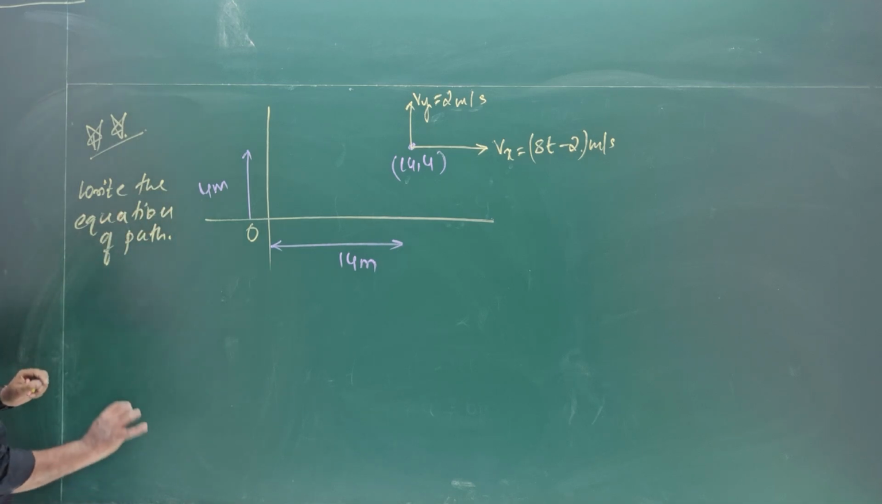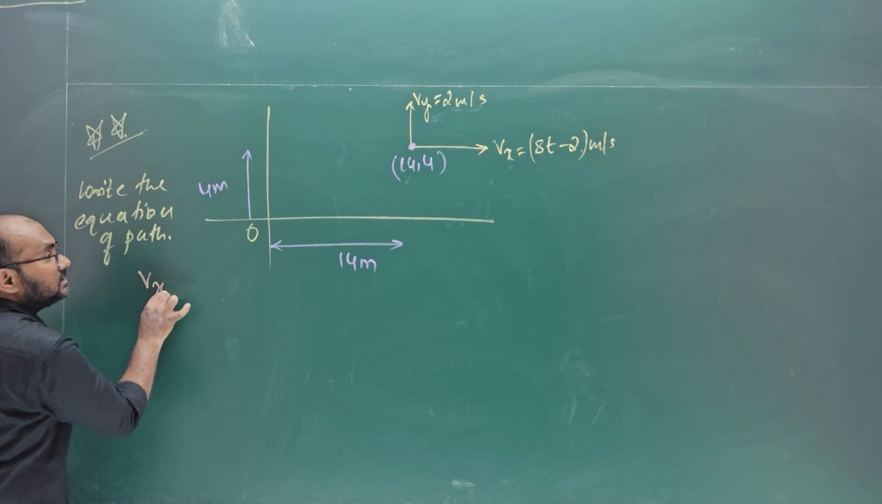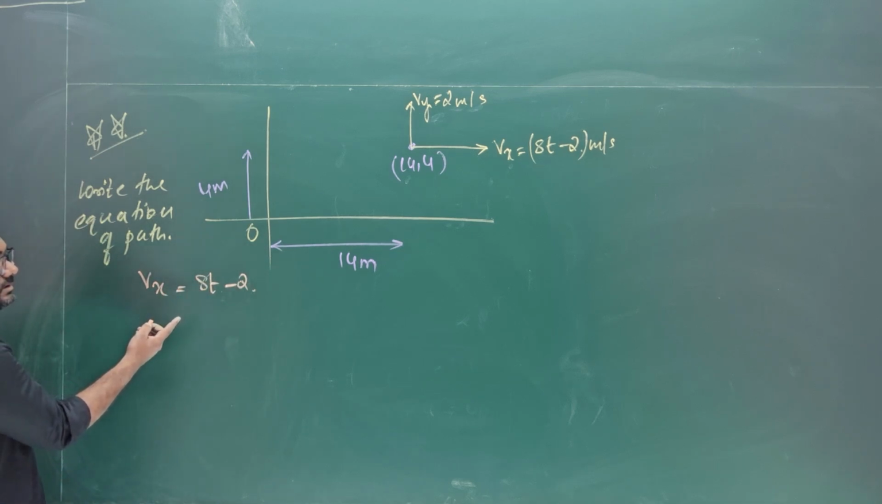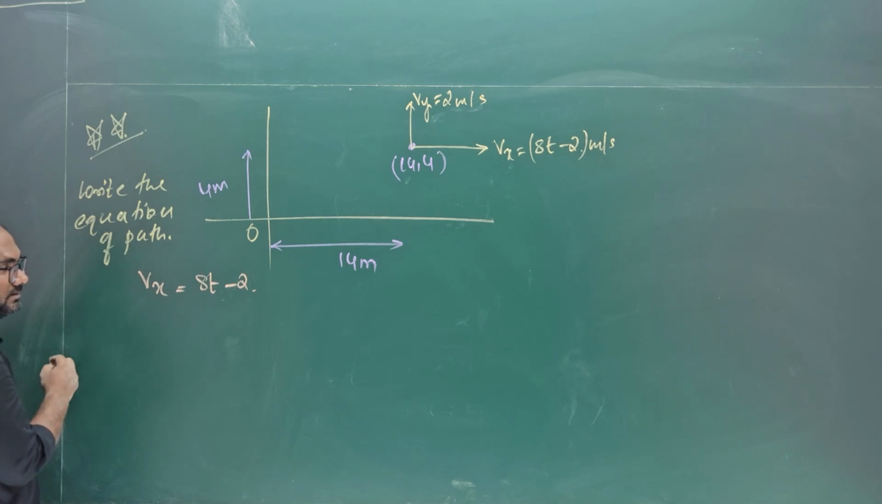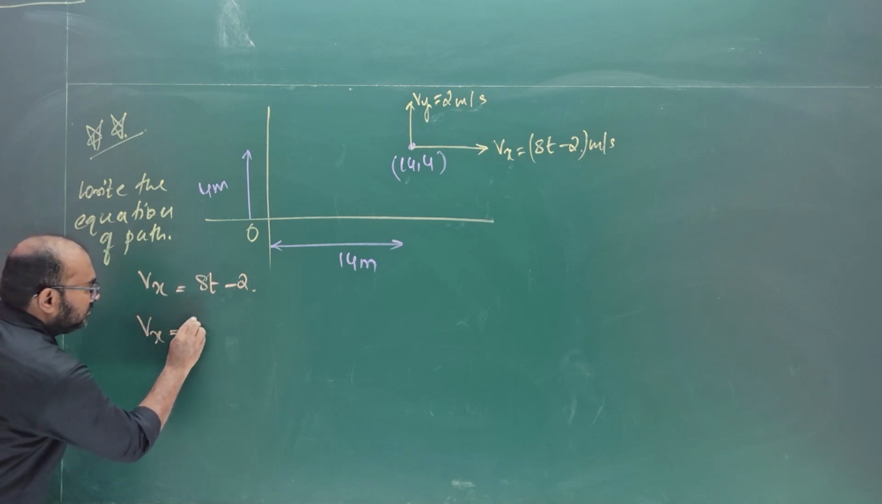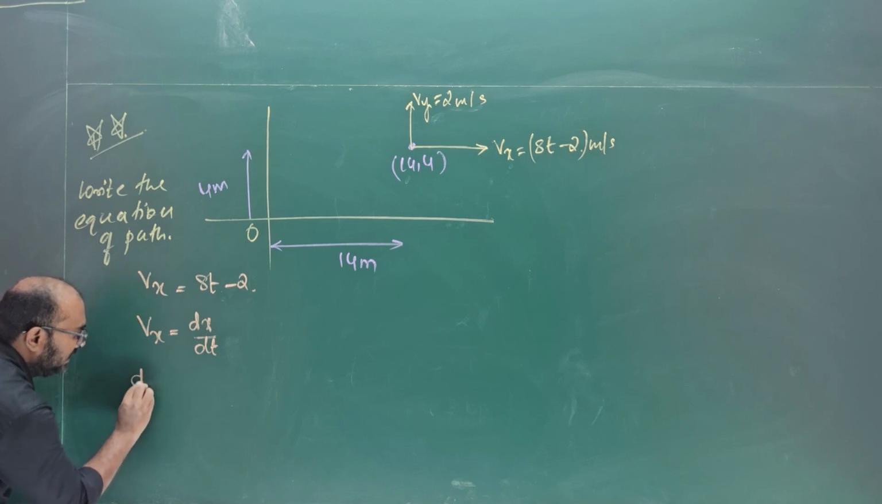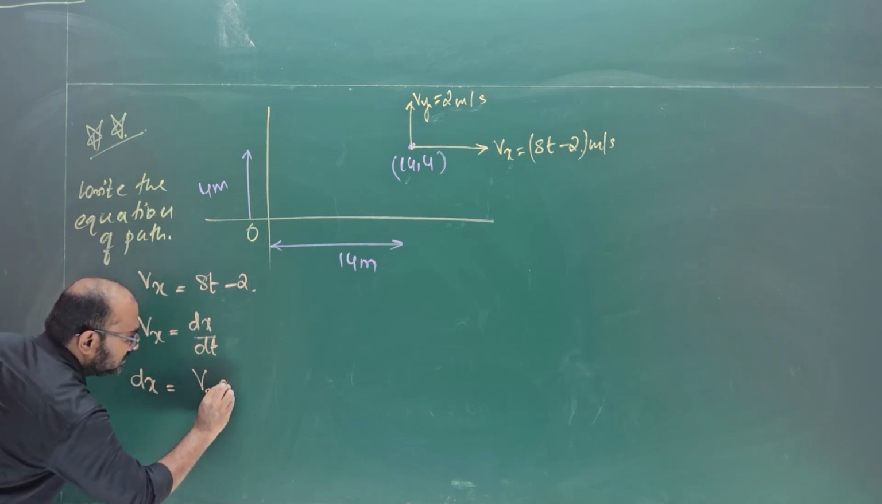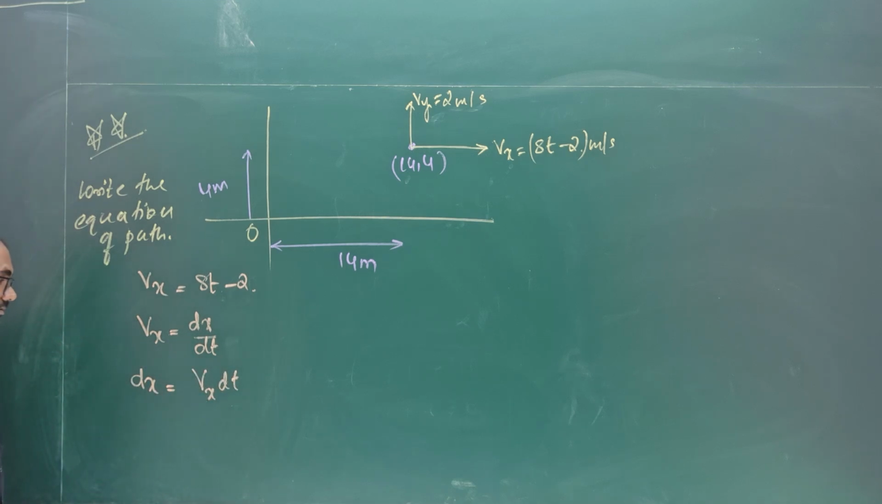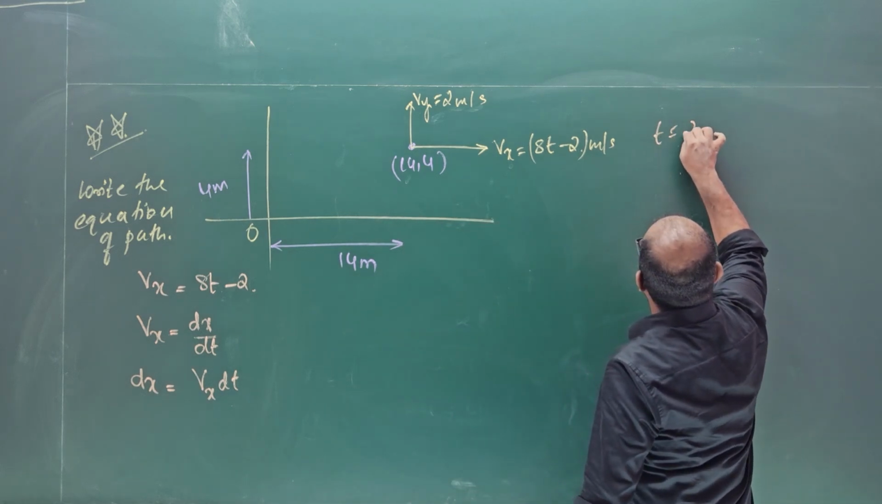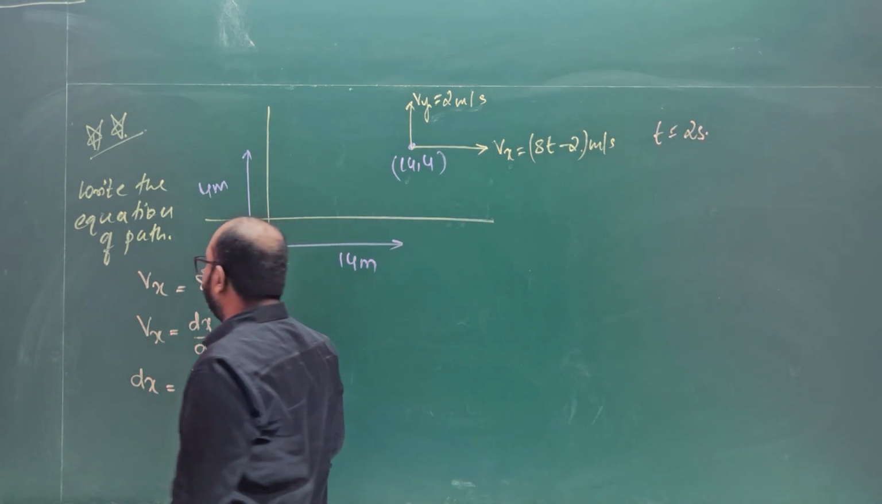Now, first thing, Vx is given. So Vx is nothing but 8t minus 2. If I want to convert this into displacement, I have to integrate this. To integrate this, what is our formula? Vx is nothing but dx upon dt, or dx is nothing but Vx dt. Can I write like this? What are the things given? Time period is given, 2 seconds. For the time period, t equals what? 2 seconds is already mentioned in the question.